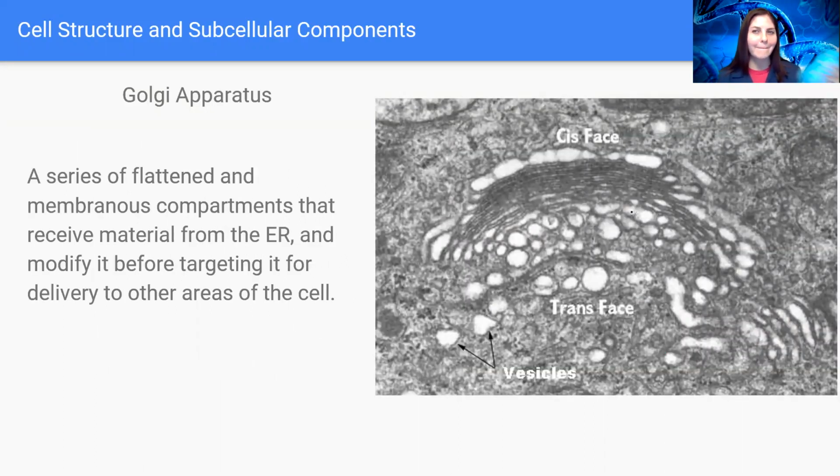Next up, this guy, the Golgi apparatus. Now, in real cells, it doesn't look as cute as this guy, but I had to show him off just to make everybody smile a little bit. So the Golgi apparatus is a series of flattened and membranous compartments that receive material from the endoplasmic reticulum, and they modify it before targeting it for delivery to other areas of the cell.